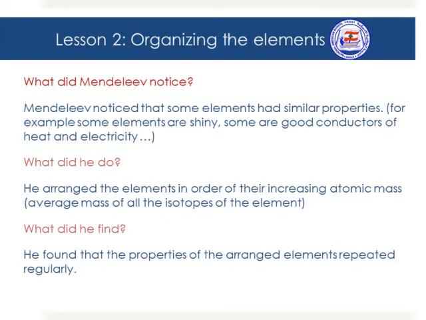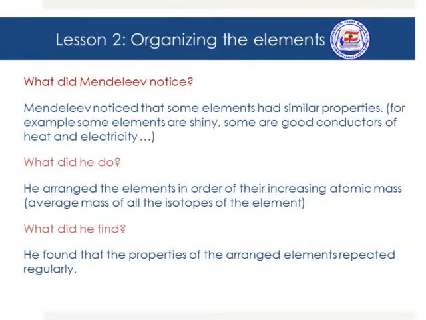Now we can start explaining the new lesson. So Mendeleev is a scientist that was studying elements. He discovered that some elements had similar properties. For example, they can both be shiny or both conduct electricity and heat. So he decided to arrange the elements in order of their increasing atomic mass.